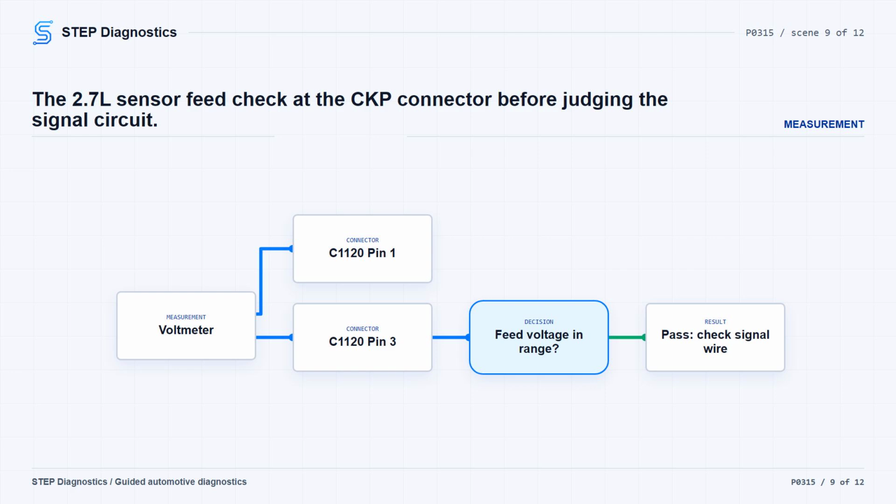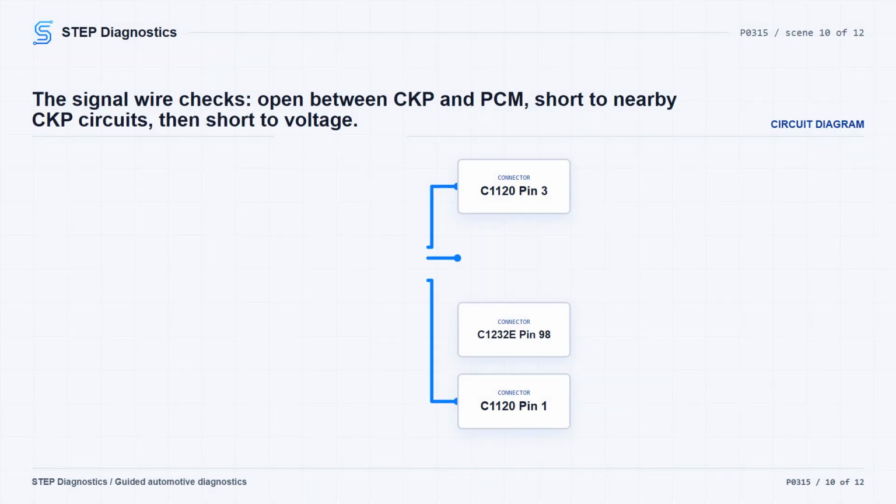C1120 pin 2 to C1232E pin 98. That resistance should be less than 5 ohms. If it is not, repair the open circuit, clear the PCM DTCs, and repeat the self-test. If it passes, check for a short between circuits from C1120 pin 2 to C1120 pin 1 and C1120 pin 3. That resistance should be greater than 10,000 ohms. If it is not, repair the short circuit, clear the PCM DTCs, and repeat the self-test. Then check for a short to voltage at C1120 pin 2 with the ignition on. If any voltage is present, repair the short circuit, clear the PCM DTCs, and repeat the self-test.